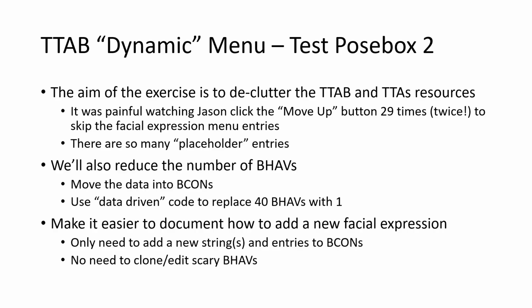We're also going to reduce the number of BHAVs, because a lot of them are basically the same, they just changed some values, and we're going to move that out into beacons. We're going to use what is called data-driven code. So instead of having 40 BHAVs, which are all different, we're going to have one BHAV that takes its data from one of 40 entries in a beacon. This should theoretically make it easier to document how to add a new facial expression, because we're only adding a new string and some entries to a beacon about animations, and you don't have to edit, clone scary BHAVs.